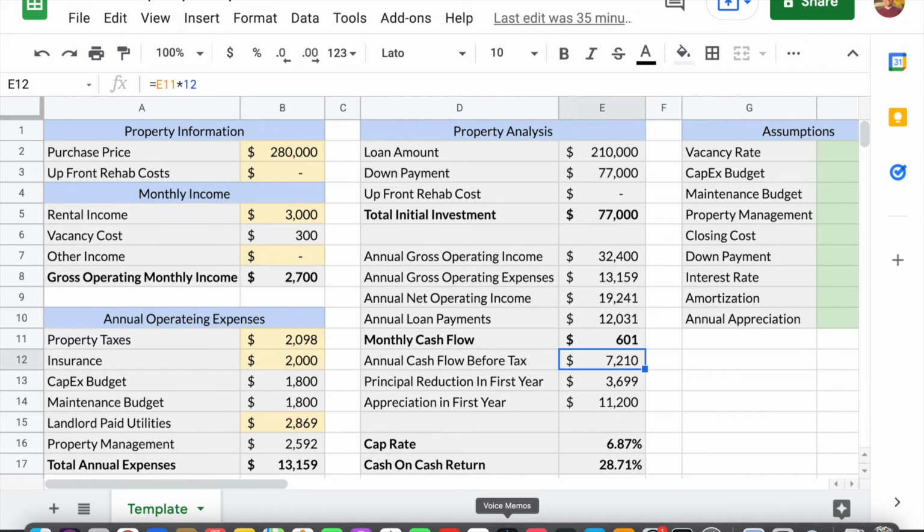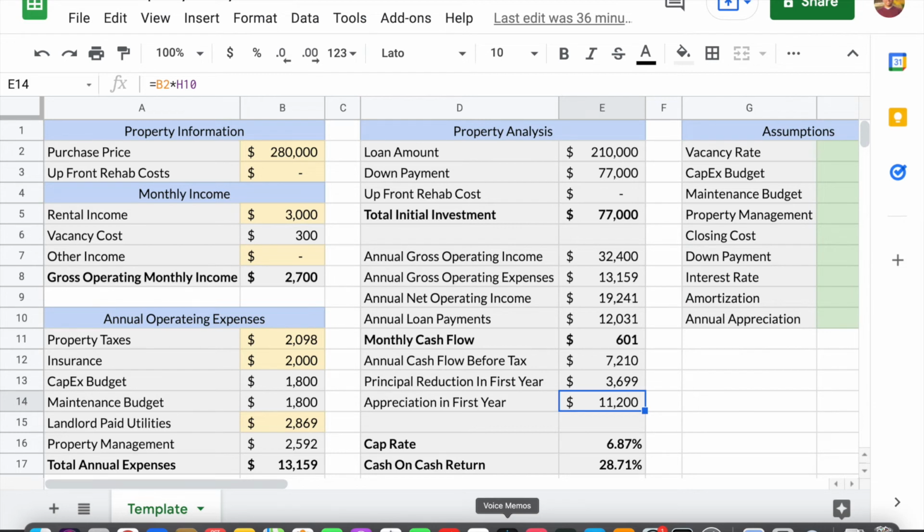If you divide that number by 12, you will get the monthly cash flow shown in cell E17. Moving down the list, cell 13 shows that roughly 3.7K of the total $12,000 loan payment is going toward reducing the principal of the loan in the first year. The rest of the loan payment is essentially interest charged on the loan in the first year. Cell E4 shows an estimate of capital appreciation of the property in the first year, assuming an annual appreciation rate of 4%, which is specified on the right-hand side column.